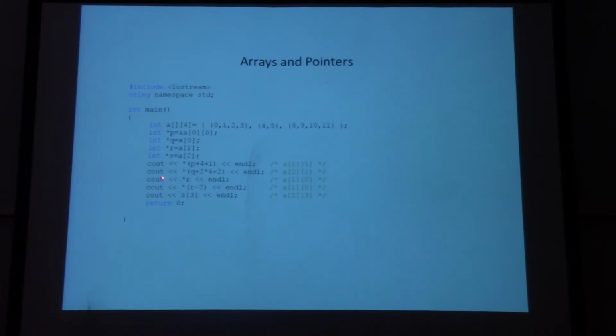Next, Q plus 2 times 4 plus 2. Q is what? Q is the beginning of this array. It's a pointer to this array, the beginning of the array. So what type is Q? It's an int pointer. So I'm going to add to it 2 times 4 plus 2. So I'm starting where? I'm starting here, right? Hold on a second.